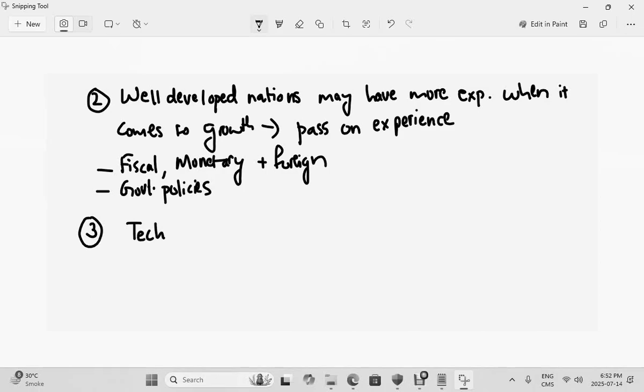Now, when it comes to technology, we're talking about inventions and innovations. As per the theory of convergence, a well-developed nation may have invented something that the less developed nation can innovate on, which means it may be easy to add on to something that's already developed. To come up with something from scratch, out of the box, a brand new idea, a theory, a brand new design, is much harder than to add on to something that already exists in the market.